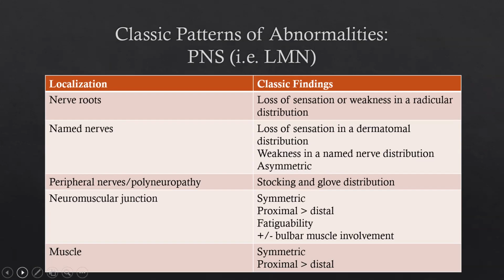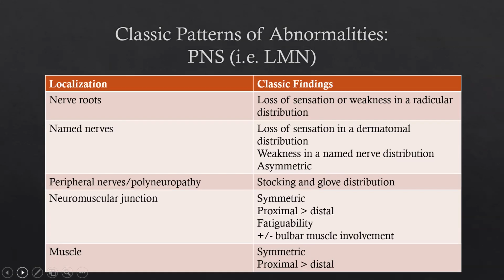Then you have to go through this chart and think through, with the scenario that we're given, is it peripheral nervous system or central nervous system? If it's peripheral nervous system, at what point could the problem be? Is it a root problem? Is it a nerve problem? Is it a polyneuropathy? Or is it a neuromuscular junction problem or a muscle problem? That's very important for you to remember.